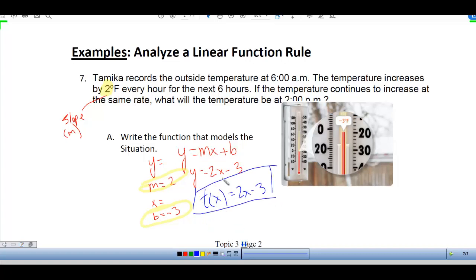So again, don't make it harder than it has to be. All I need for an equation here in slope-intercept form is that slope, and then the y-intercept, which is an initial value. So at 0 time, or whatever it is you're looking at, that initial value is going to be your y-intercept. So in this case, the 2x minus 3.